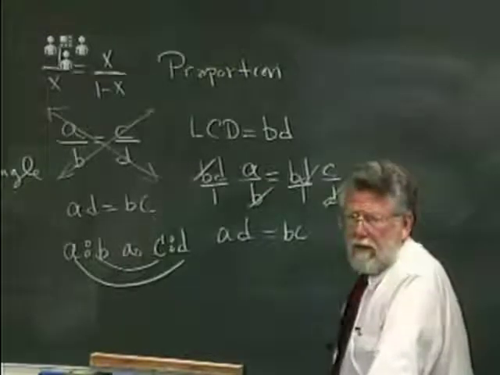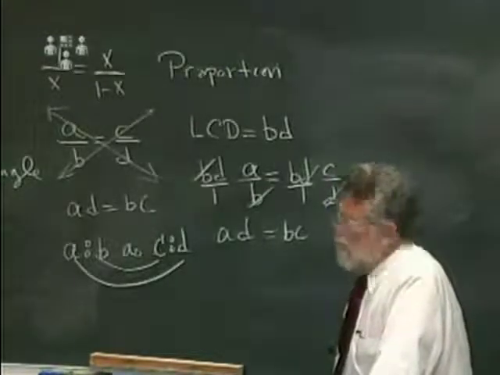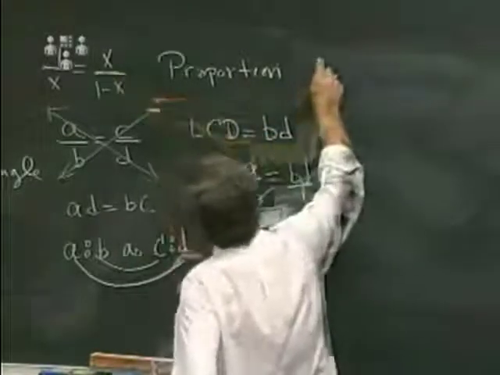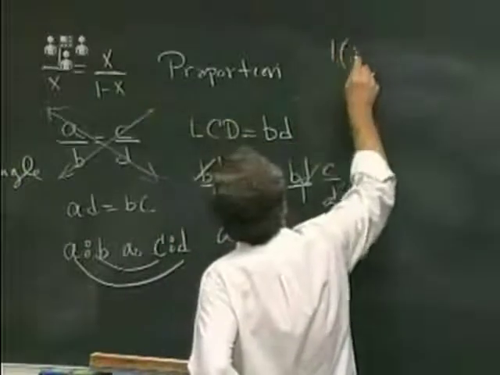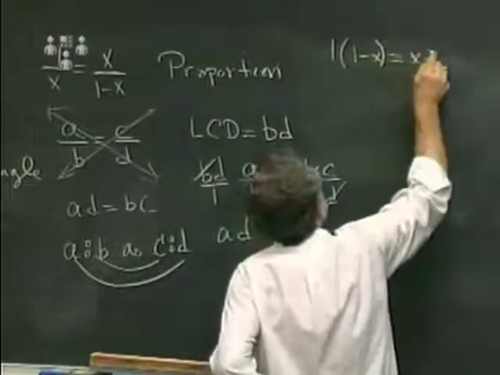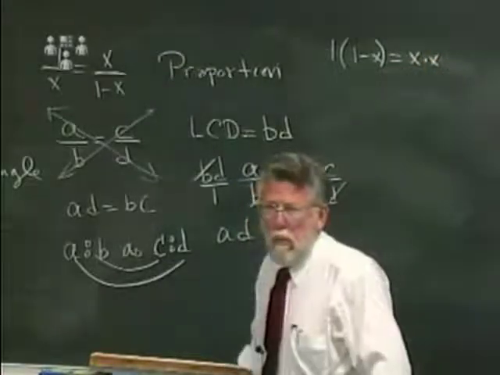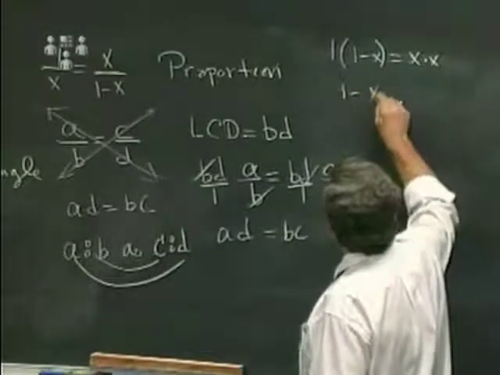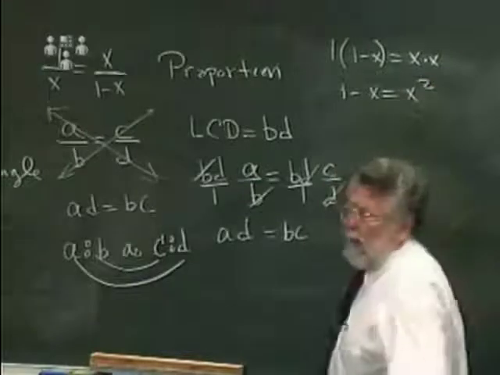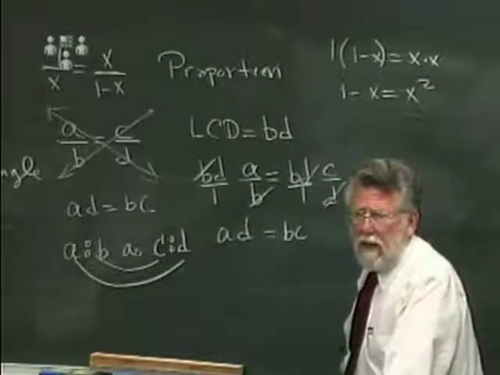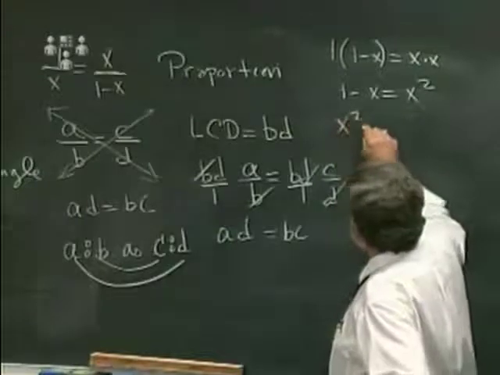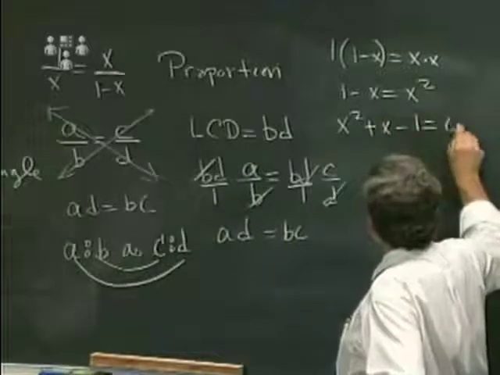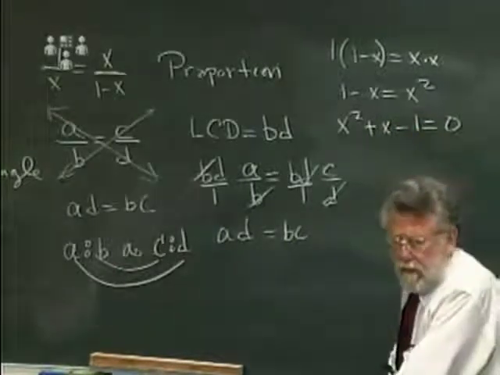Now, if I use that idea, and I go back to this golden rectangle, take the cross product here. What do you get in this problem here? The proportion is going to give you that 1 times 1 minus x is equal to x times x. Agreed? And so, if I multiply things out, I'm going to have 1 minus x is equal to x squared, and I could go ahead and rewrite that. Okay? And I can rewrite it as x squared plus x minus 1 equals 0, getting everything on one side. Question?